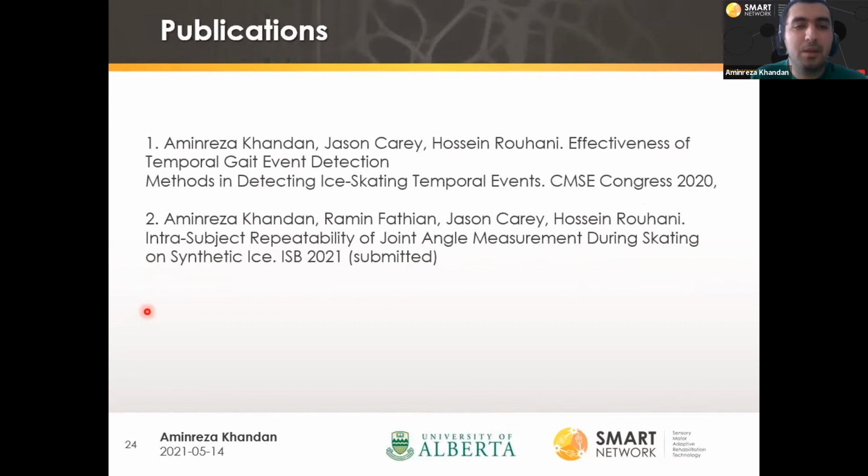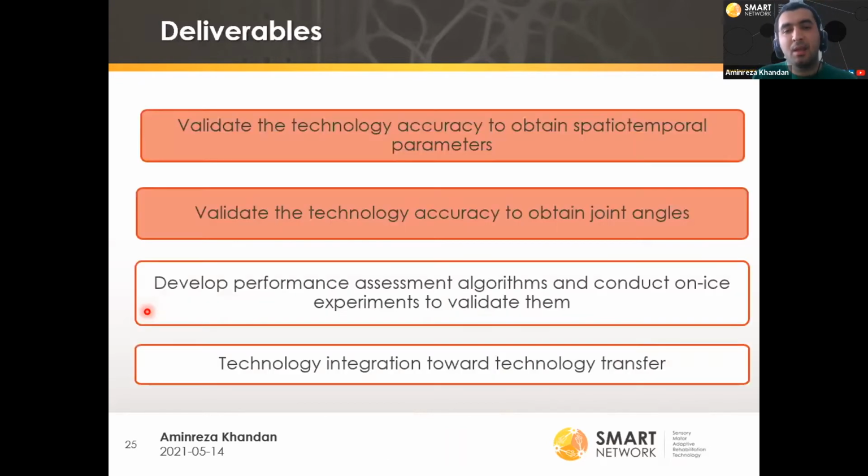And these are the 2 papers that I was talking about, and you can find them on the internet. These are the 2 questions for the first 2 phases of my study. The first two phases were validating the technology accuracy to obtain spatiotemporal parameters and to obtain joint angles. The progress rate for both of them is about 89%, but it's not finished and completed right now.